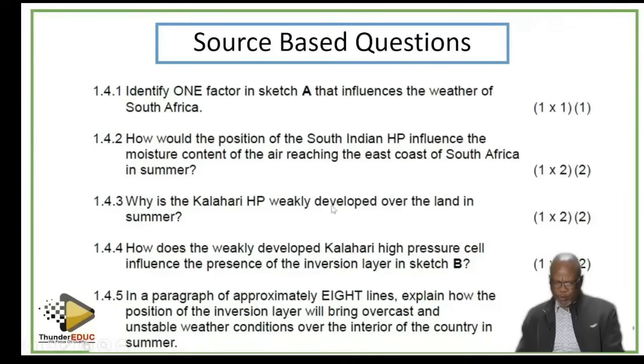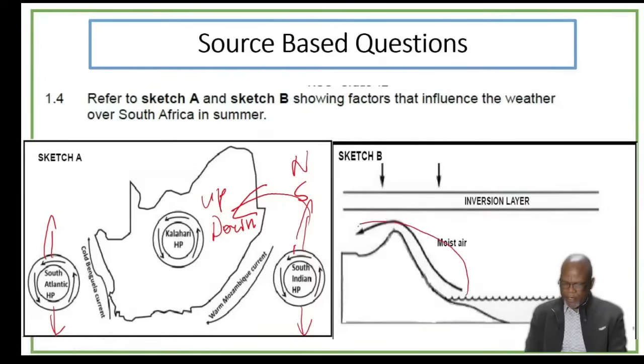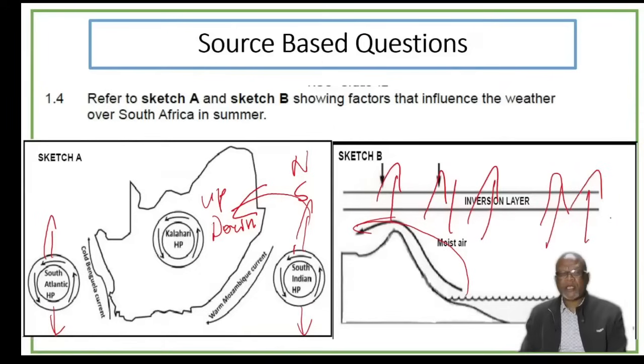Why is the Kalahari high pressure weakly developed over the land in summer? This is your Kalahari high pressure. Now you can see the inversion layer is above the escarpment here. Why is this the case? It's because the Kalahari high pressure is higher in the atmosphere. And why is it higher in the atmosphere? Because there is strong convection. So there is a lot of rising warm air. Convection is the vertical movement of air.